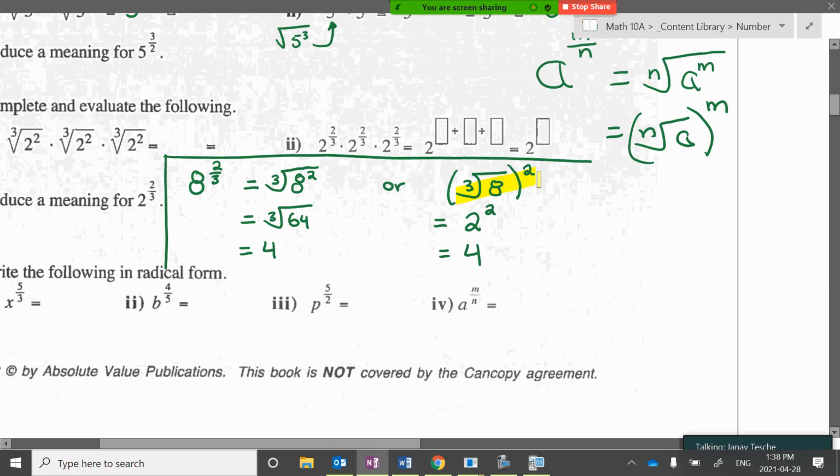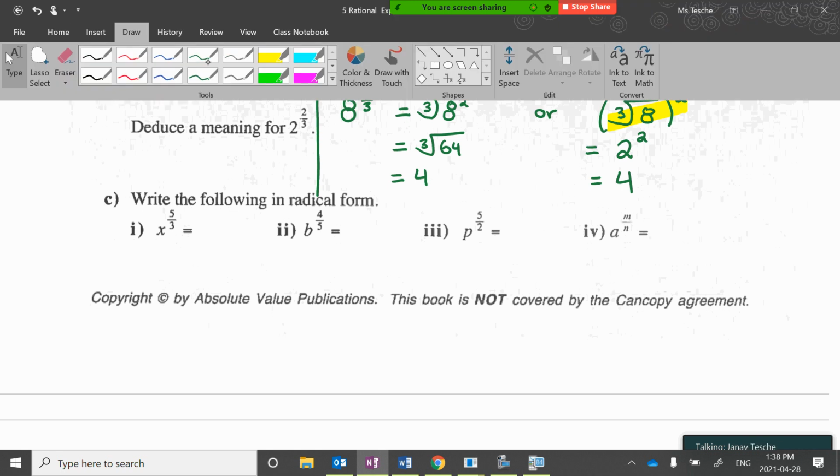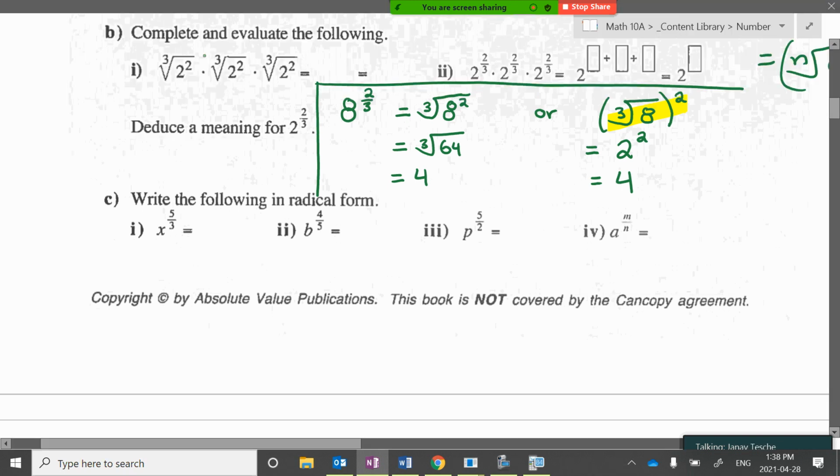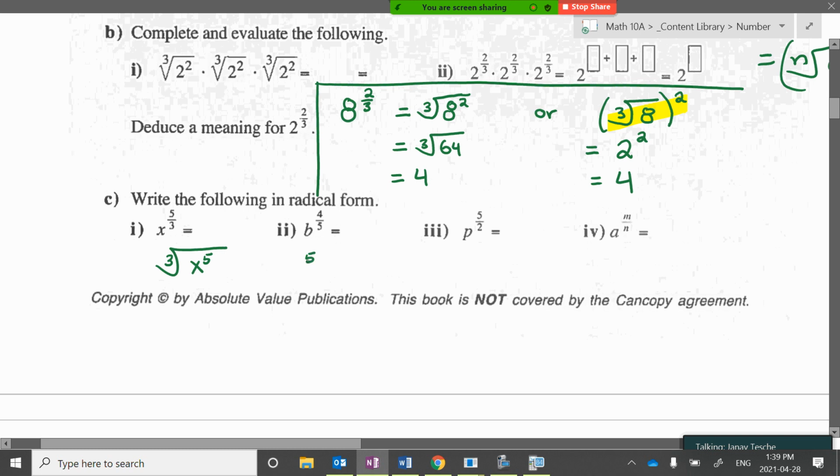So let's look at these examples at the very bottom of this page. If I have x to the power of 5/3, my 3 becomes the little number, and I get the cubic root of x to the power of 5. B to the power of 4/5. Denominator becomes the little number, or my index, the fifth root of b to the power of 4. P to the power of 5/2. 2 is my little number. The square root of P, and then, like I said, you could put it in brackets with the 5 on the outside like that if you wanted.